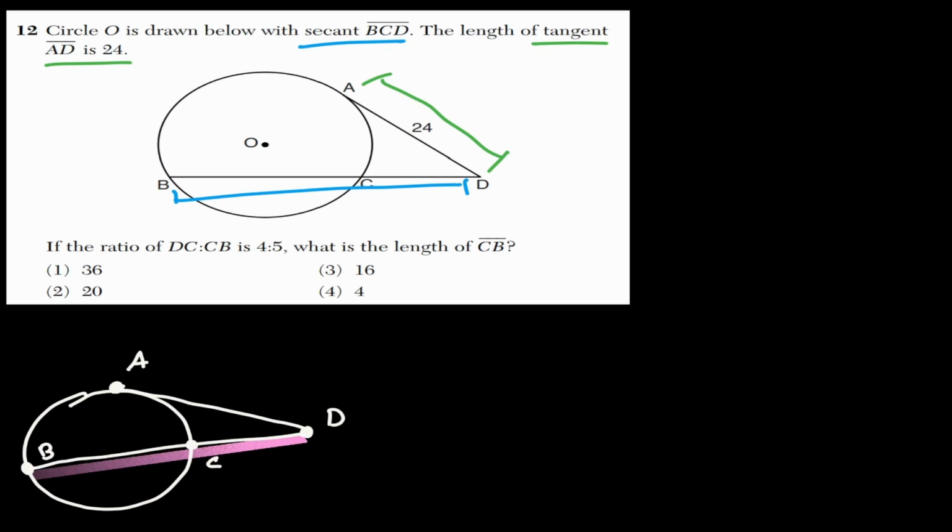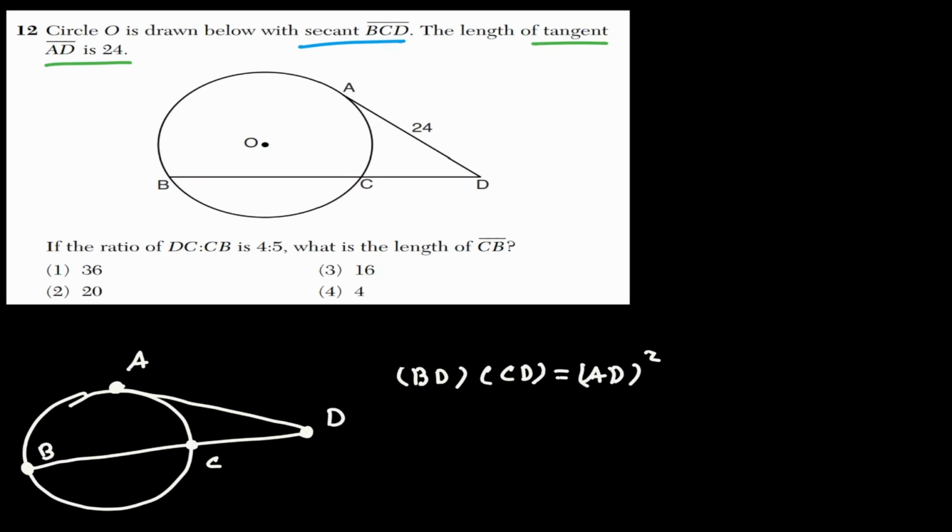If we consider the whole length of the secant line, and we multiply it by the outer section of the secant line, that is always going to be equal to the tangent squared. So let's keep that in mind. And when we take a look at the extra description, we're also being given a ratio along the secant line. The ratio of DC and CB is 4:5. So we can express the line segment which has a ratio of 4 as 4x, and we can express CB as 5x.